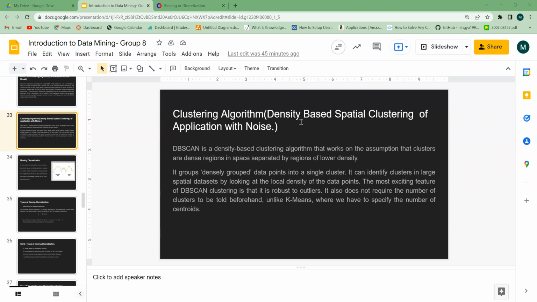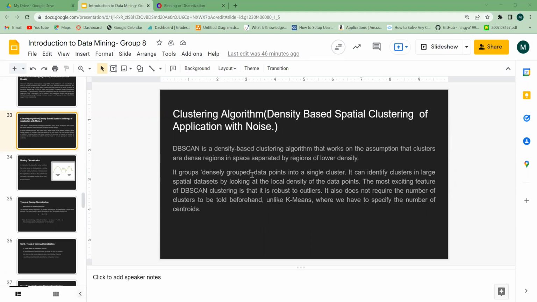Density-based spatial clustering of applications with noise. This is a density-based clustering algorithm that works on the assumption that clusters are dense regions in space separated by regions of lower density. It has a high performance rate for a dataset where clusters have the constant density of data points. One of the significant attributes of this algorithm is noise cancellation.